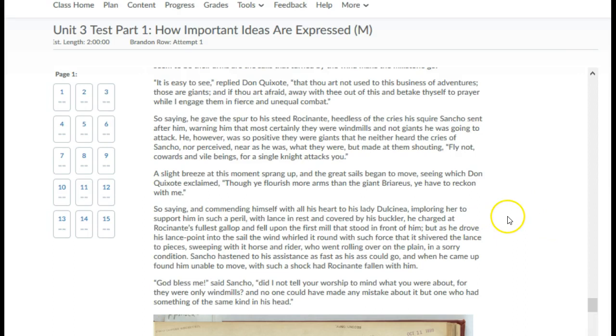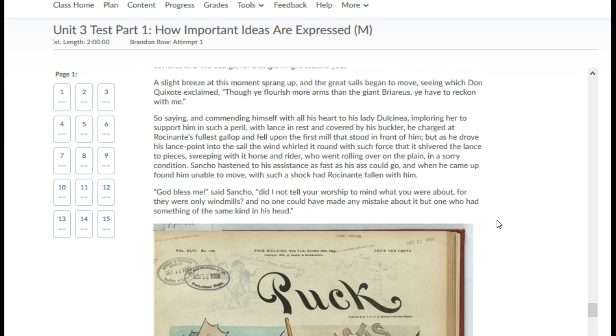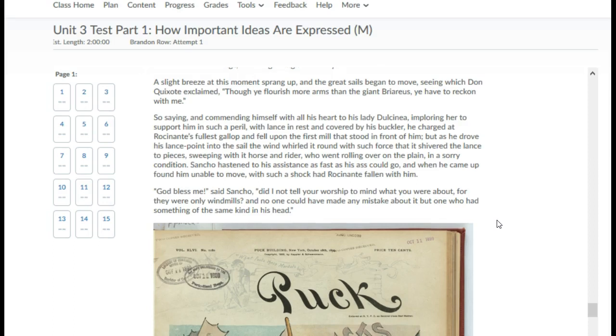So saying, and commending himself with all his heart to his lady Dulcinea, imploring her to support him in such a peril, with lance in rest and covered by his buckler, he charged at Rocinante's full gallop, and fell upon the first mill that stood in front of him. But as he drove his lance point into the sail, the wind whirled it round with such force that it shivered the lance to pieces, sweeping with it horse and rider, who went rolling over on the plain in a sorry condition. Sancho hastened to his assistance as fast as his ass could go, and when he came up, found him unable to move. Such was the shock with which Rocinante had fallen with him.